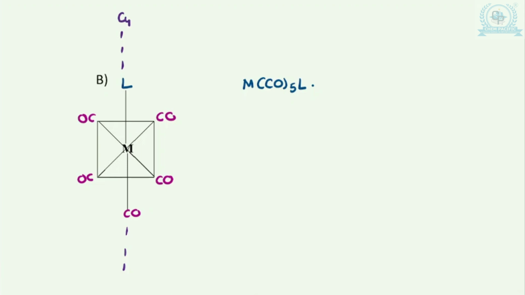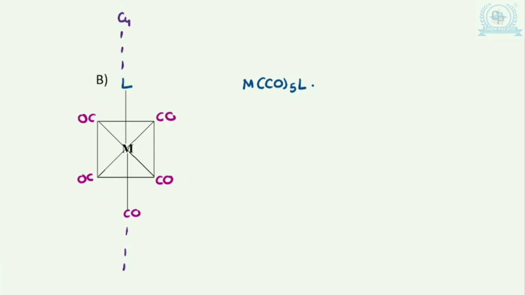Okay, if you rotate by 90 degrees, these CO will change their position, and the vertical ML and the vertical CO, or the axial CO, will remain in the same position, but it will result in an equivalent structure. So therefore you are having one C4 axis in this.